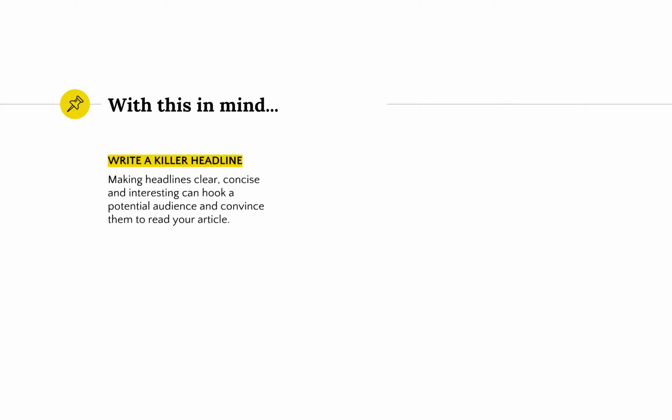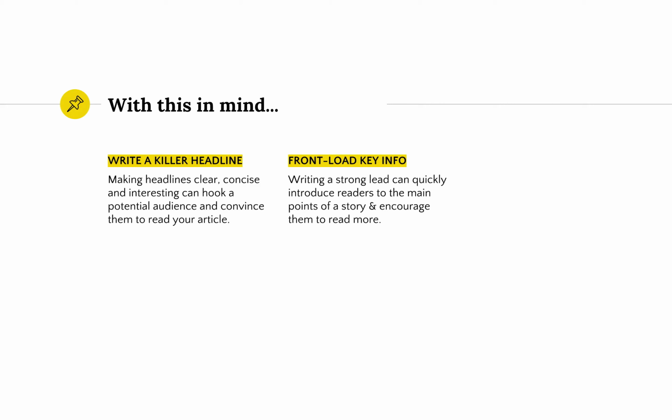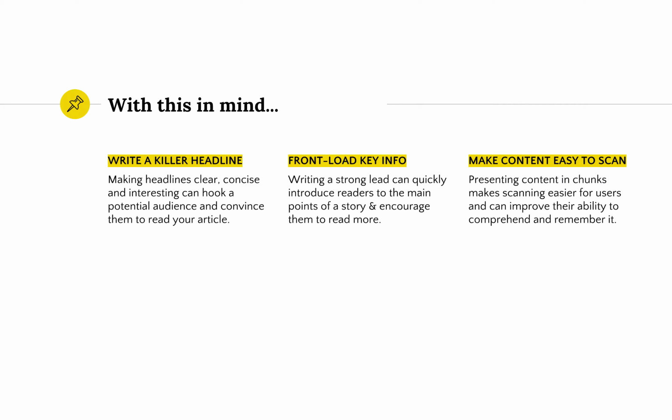Here are 5 major factors we need to be considering when we're writing for the web. Number 1. Write a killer headline. Making headlines clear, concise and interesting can hook a potential audience and convince them to read your article. Number 2. Front load key info. Writing a strong lead can quickly introduce readers to the main points of a story and encourage them to read more.